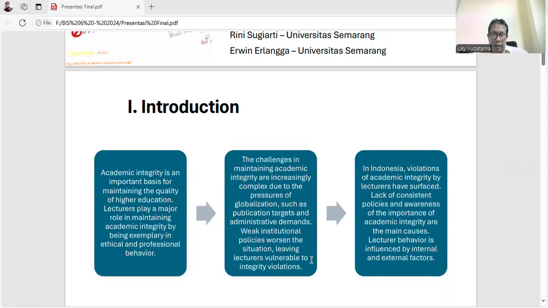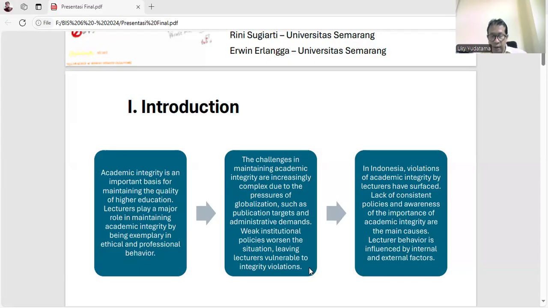Introduction. Academic integrity is a fundamental aspect of maintaining the quality and credibility of higher education. Lecturers play a crucial role in preserving academic integrity by setting an example through ethical and professional conduct. However, maintaining academic integrity has become increasingly challenging due to the pressures of globalization. Factors such as publication target, administrative demand, and other external expectations complicate the situation. Additionally, weak institutional policies exacerbate these challenges, leaving lecturers vulnerable to violation of academic integrity.